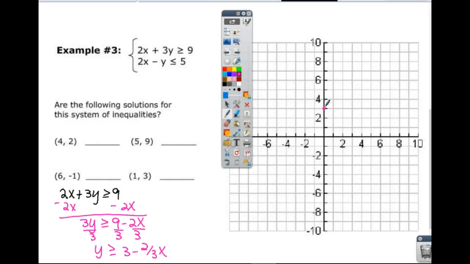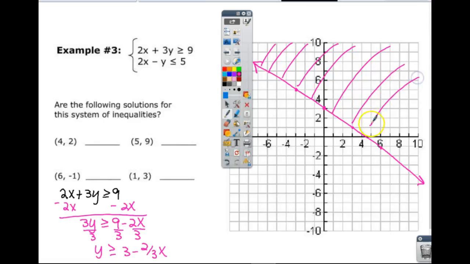But then the minus 2/3, right? I'm going to count down 2 and over 3, down 2 and over 3. Am I going to have a solid or a dotted line? Solid. And which way do I shade, above or below? Above, right? Ooh, look at that straight line. Woo! I'm pretty proud of that. That's almost artistic.